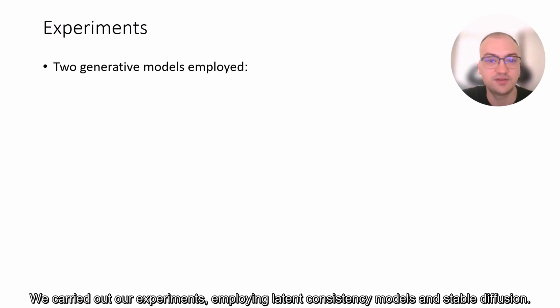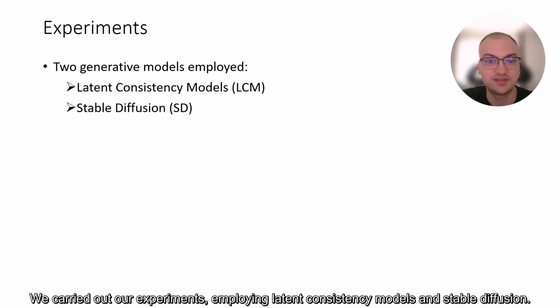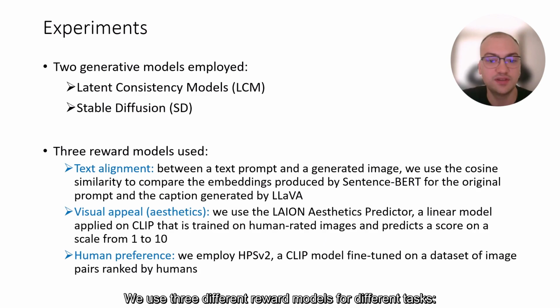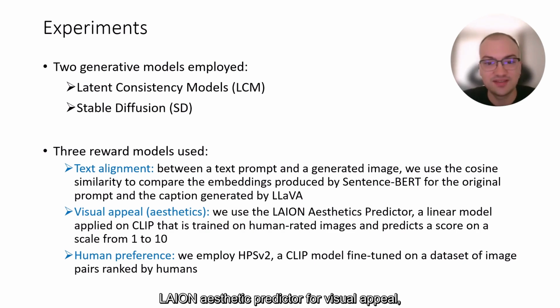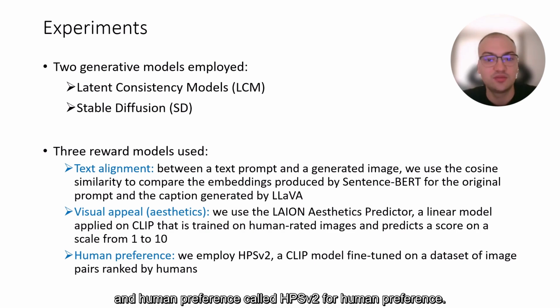We carried out experiments employing latent consistency models and stable diffusion. We used 3 different reward models for different tasks: cosine similarity of the sentence BERT embeddings between ground truth and caption generated by LLaVA for text alignment, LAION aesthetics predictor for visual appeal, and human preference score, the second version, for human preference.